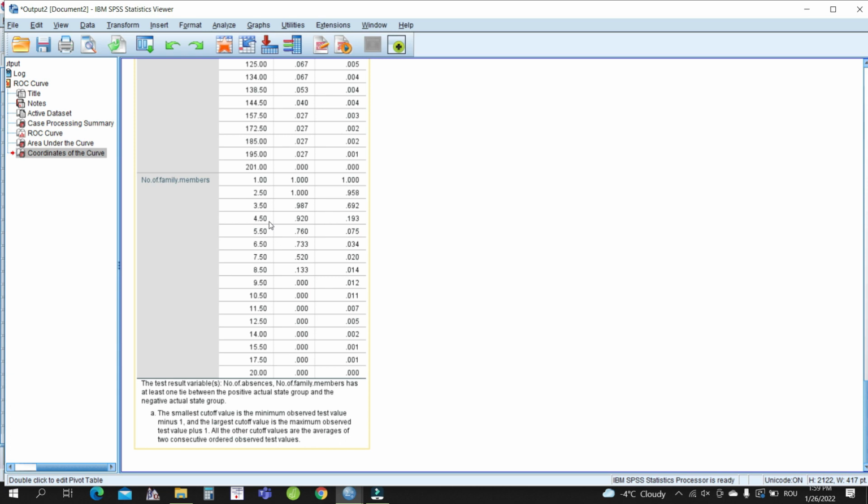So briefly, these were the main procedures when performing a ROC curve analysis with SPSS.